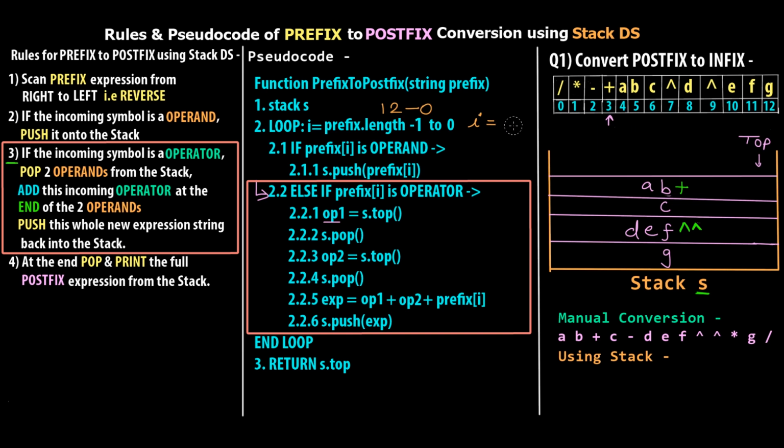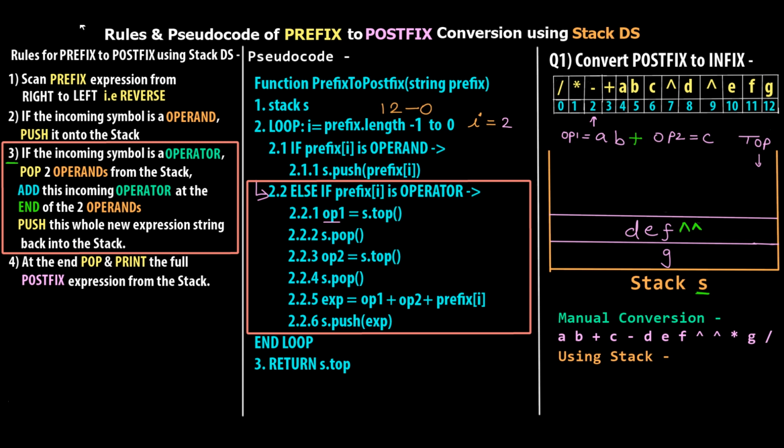Okay, so again now I becomes 2, and we have yet another operator. So at I equals to 2 we have minus. So again 2.2 will be executed. We will say OP1 equals to, what is OP1? Top of the stack, which is AB plus. So that would be OP1. Then we will pop this top of the stack at 2.2.2. Then we will say OP2 equals to top of the stack, which is C. Then we will obviously pop the top of the stack again at 2.2.4.